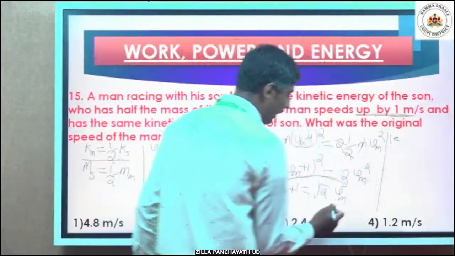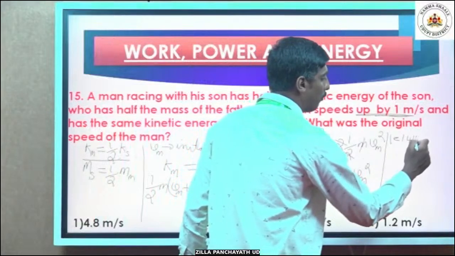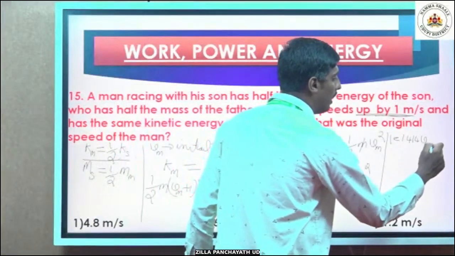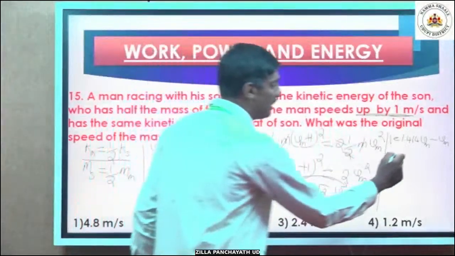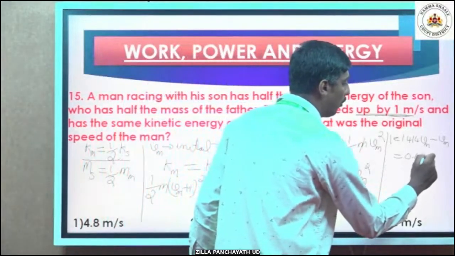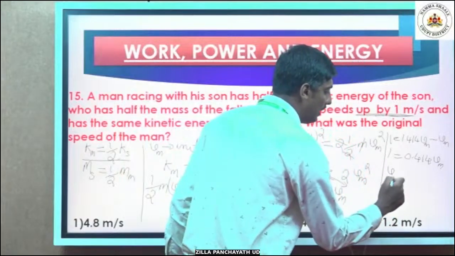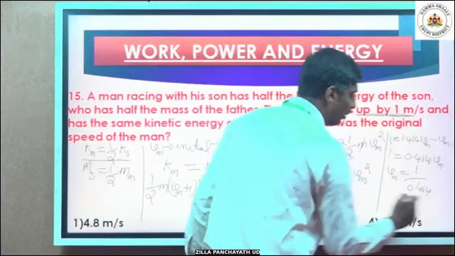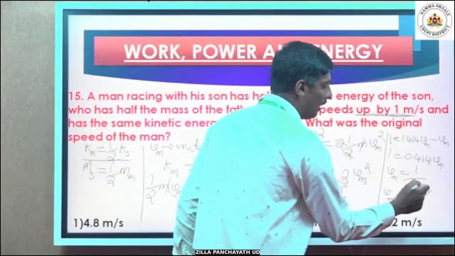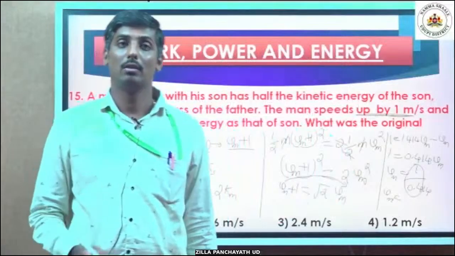ಆಗ ಏನಾಗುತ್ತೆ, 1 is equal to root 2 Vm minus Vm. ರೂಟ್ 2 is nothing but 1.414, just 1.41 ತಗೊಳ್ತೀನಿ. 1.41 Vm minus Vm, this is nothing but 0.414 Vm. This is 1, ಹಾಗಾದ್ರೆ Vm is equal to 1 divided by 0.414. ಇದೀಗ ನಮಗೆ ಗೊತ್ತಿಲ್ಲ ಅಲ್ವಾ, ಜಸ್ಟ್ ಇಷ್ಟು ಮಾತ್ರ ಮಾಡಿ ಮಕ್ಕಳೇ, what is 1 by 0.4?